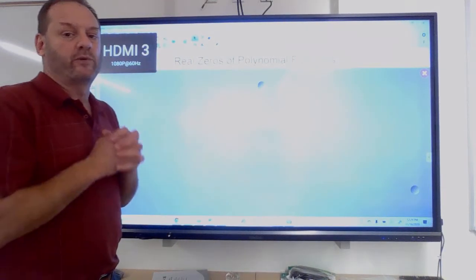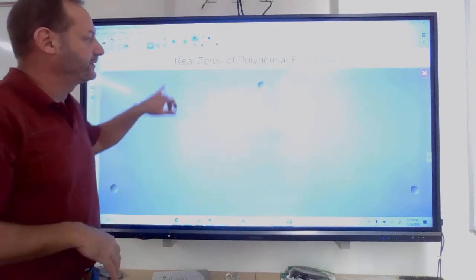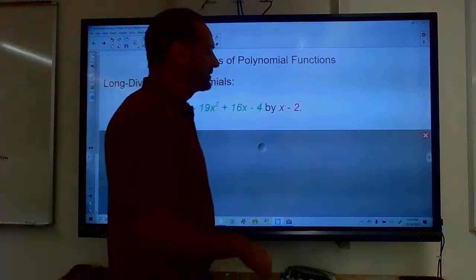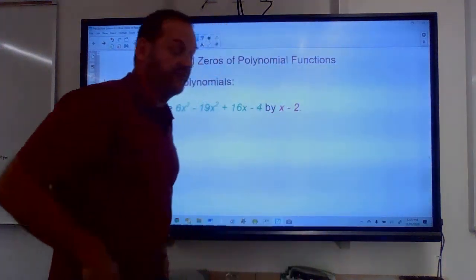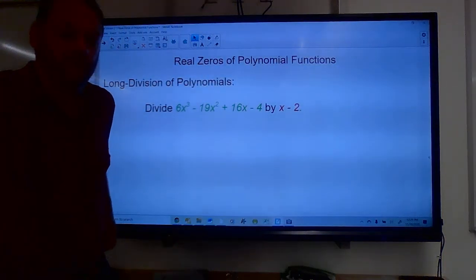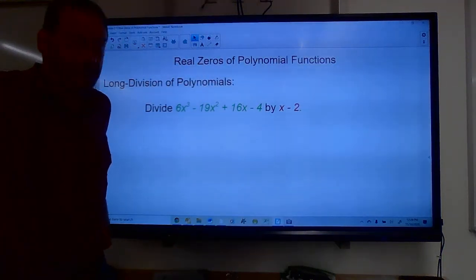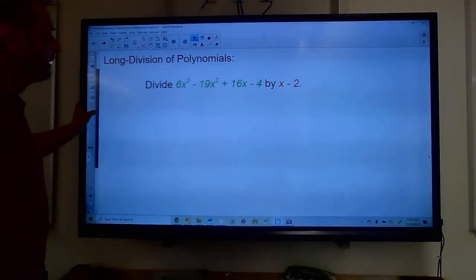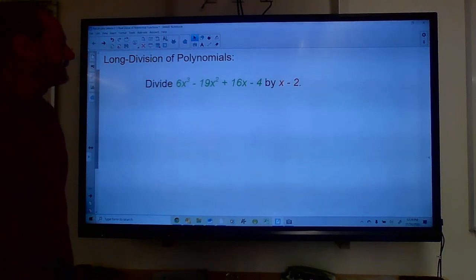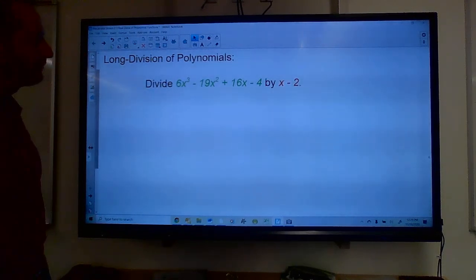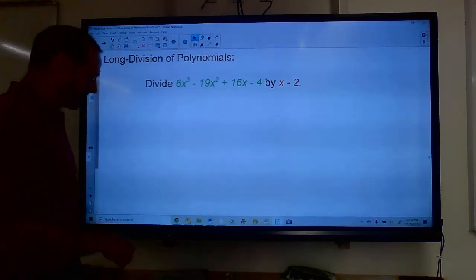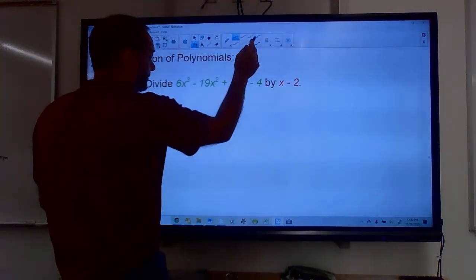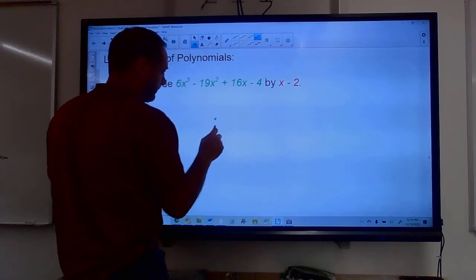Today we're going to talk about real zeros of polynomial functions. And we're going to find some of those zeros by using long division of polynomials. So you need to know how to do this. Okay, so here we're going to divide 6x cubed minus 19x squared plus 16x minus 4 by x minus 2. We're going to do this just like you did long division in grade school.